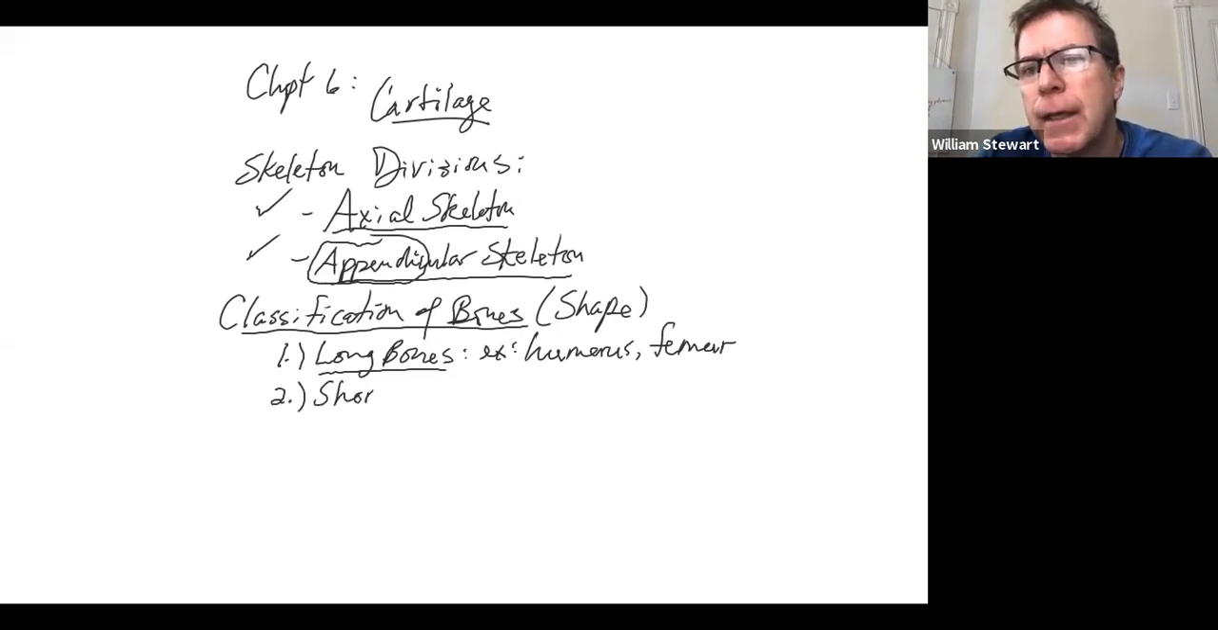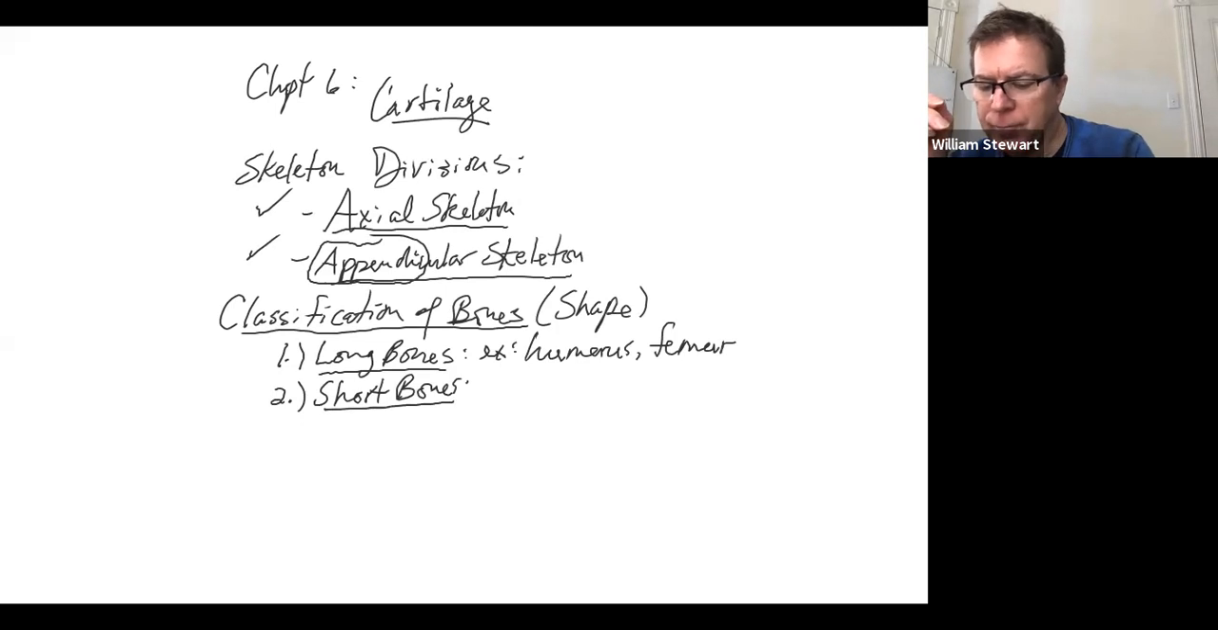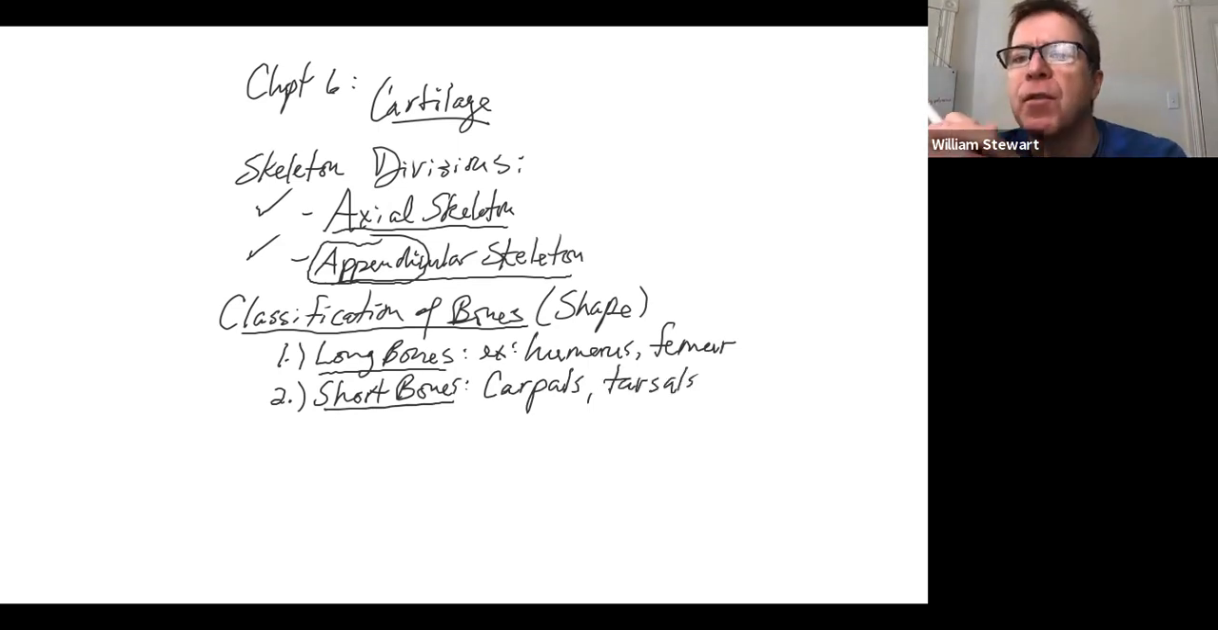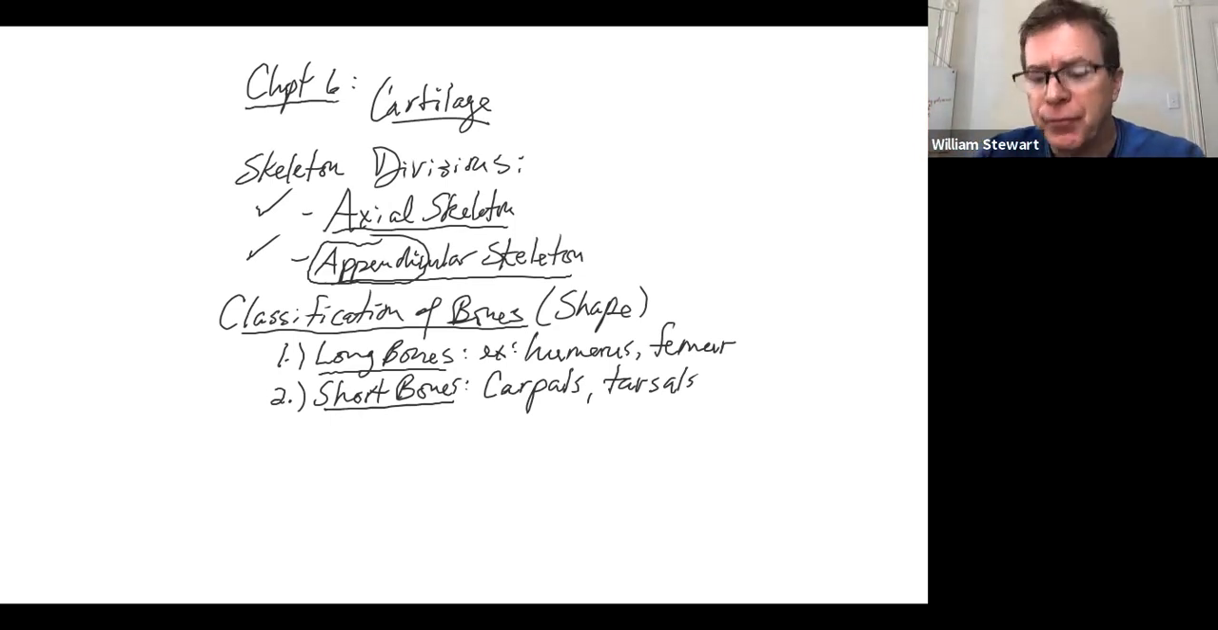Short bones, just like the name says, it just means they are quite short in their shape. These are the carpals, which are in the wrist. We'll talk more about carpals in the next chapter, in the next unit. Carpal bones, tarsals are ankle bones. You'll learn specific bones of the body in the next section. This chapter 6 is a generic chapter about bones in general, their anatomy, how they function, how they're classified, how they repair, how they grow, that sort of business.